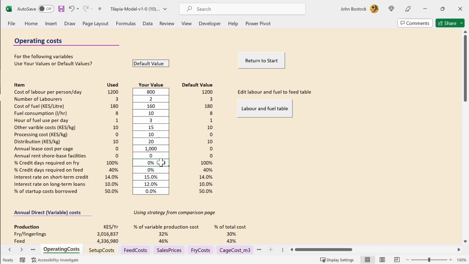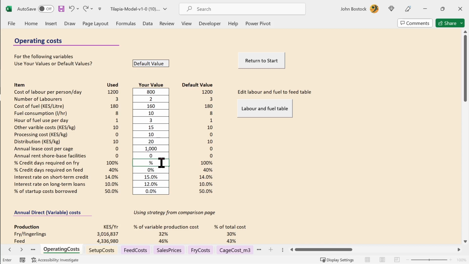The next three items relate to the need to access credit to purchase feed and fry. This may be in the form of an overdraft or other credit arrangement. Firstly, you are asked to enter the % credit days required for fry. If you need to borrow the full cost of the fry at the start of the rearing period and will not repay that until the end of the rearing period, enter 100%. If you do not need to access credit and can purchase fry from existing farm funds, you can enter 0%. If you only need credit to cover half of the cost, then enter 50%, etc.